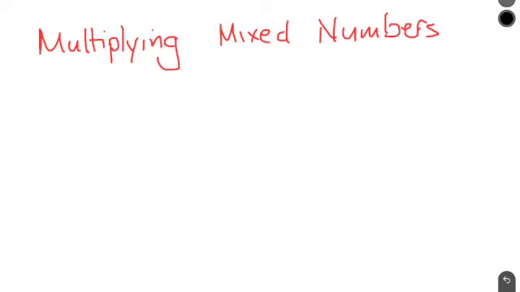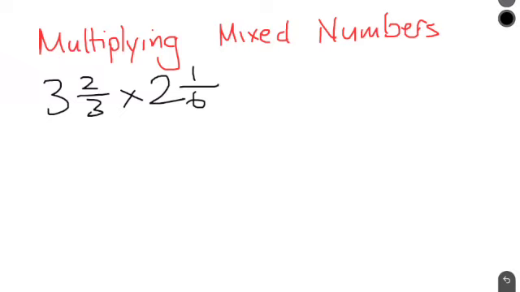In this video, we're going to be talking about how to multiply mixed numbers. How do you multiply if you see a situation like 3 and 2/3 multiplied by 2 and 1/6, for example? How do you do that?